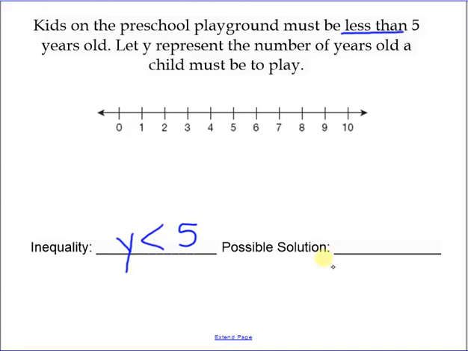But before we graph it, let's check with a possible solution. So if you had a child, how old should they be in order to play on the playground? They need to be less than 5 years old. So could they be 4 years old? Let's check. Plug 4 back in for y, put our less than sign, and 5. Is it true that 4 is less than 5? It is, and so that is a possible solution. We have no bar under our sign, and so I'm going to have an open circle over the 5, and our arrow is pointing to the left.